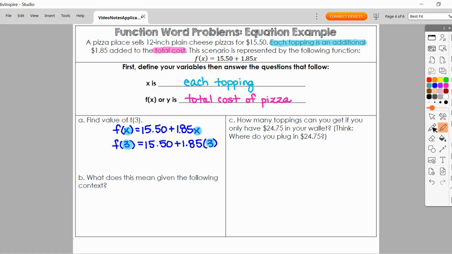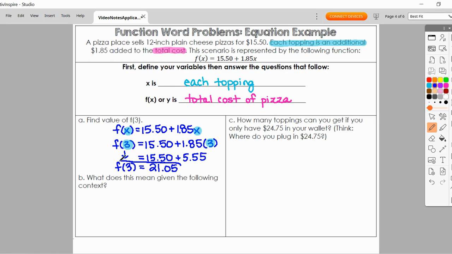Again, the left side is just notation and we solve the right side by doing the order of operations. 15.50 stays as is, but I do the multiplication of 1.85 times 3 to get my answer of 5.55. From here we do our last order of operations, addition, which gives me 21.05 as a final answer.